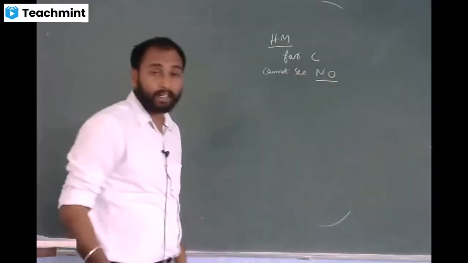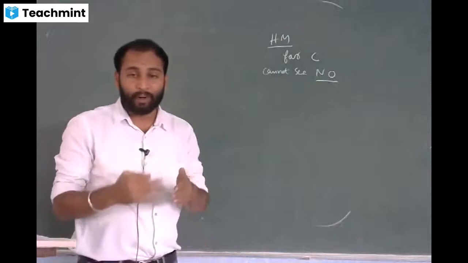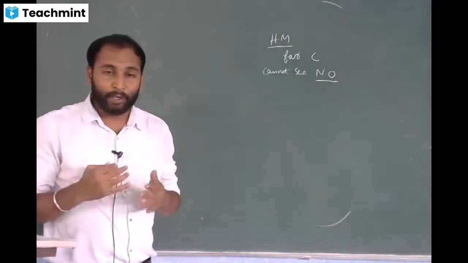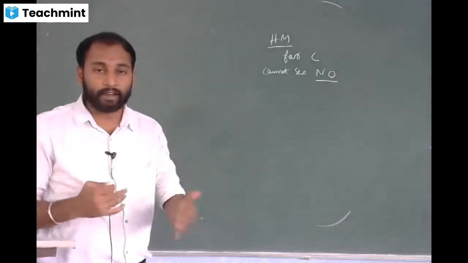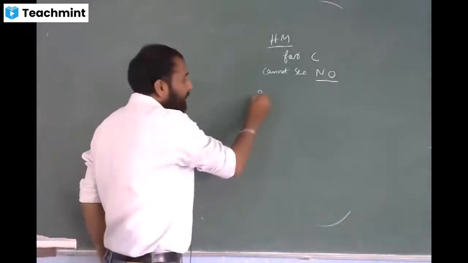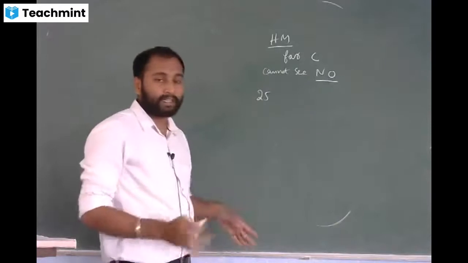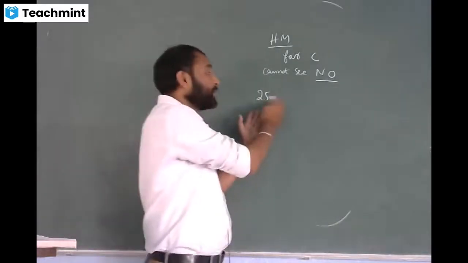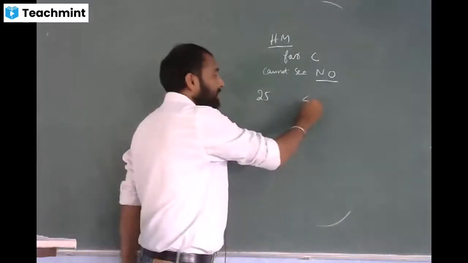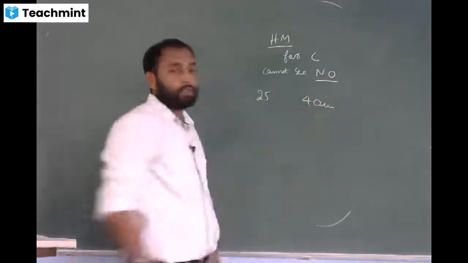You cannot see near objects, which means the near point of a hypermetropic person recedes away. Normally the near point is 25 centimeter, but when it recedes away it won't be 25 centimeter; it will be more than 25 centimeter. Suppose I take it as 40 centimeter.